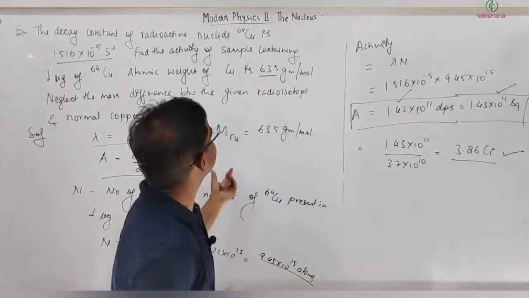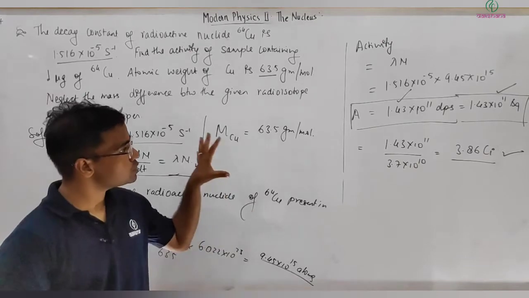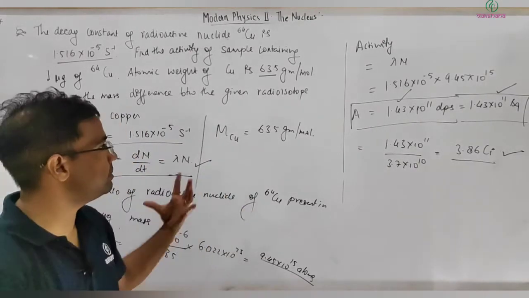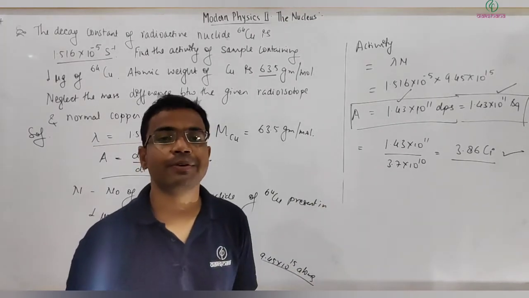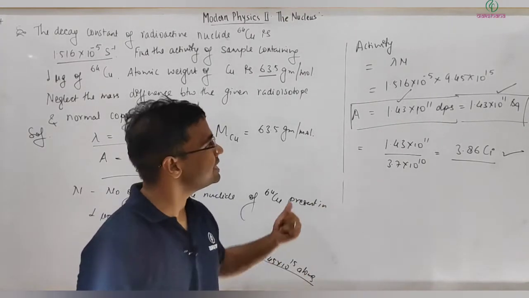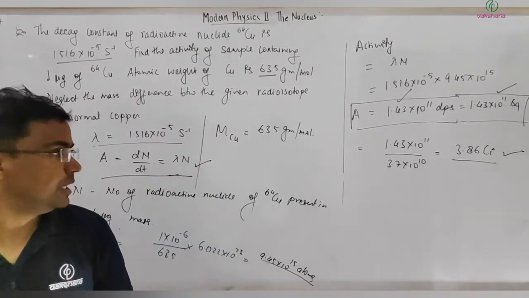So this is how we can simply calculate the activity of any radioactive nuclei. You should have complete information, have the data provided, do the calculation, apply the relation. Simple, straightforward problems are there. So let's continue with the next topic, that is average life. Let me explain what that is.